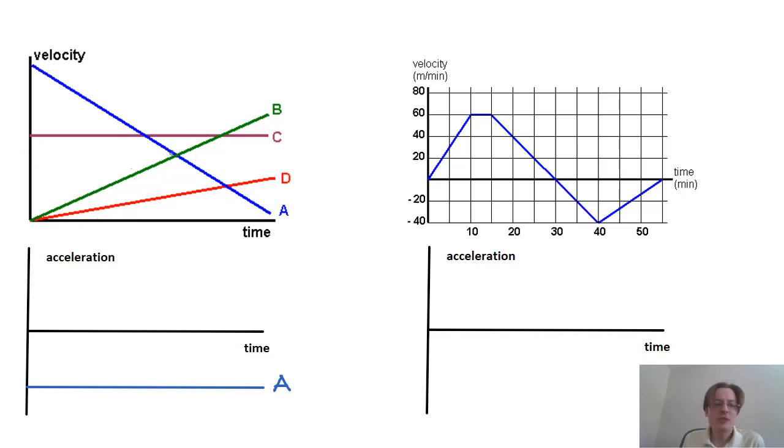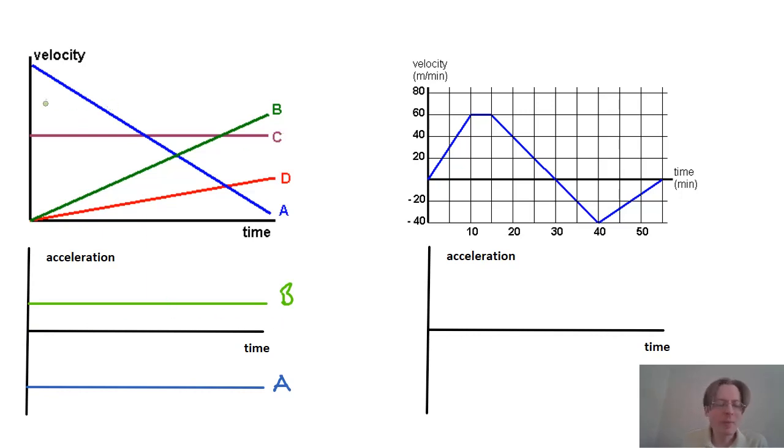Line B is a constant positive acceleration in green. So it would look like this. It's not as steep as A, so it's a little bit smaller. Positive, but smaller in magnitude. And there's B. And you can visualize C has no change in velocity. Line C is zero acceleration. It would just be a flat line at zero.